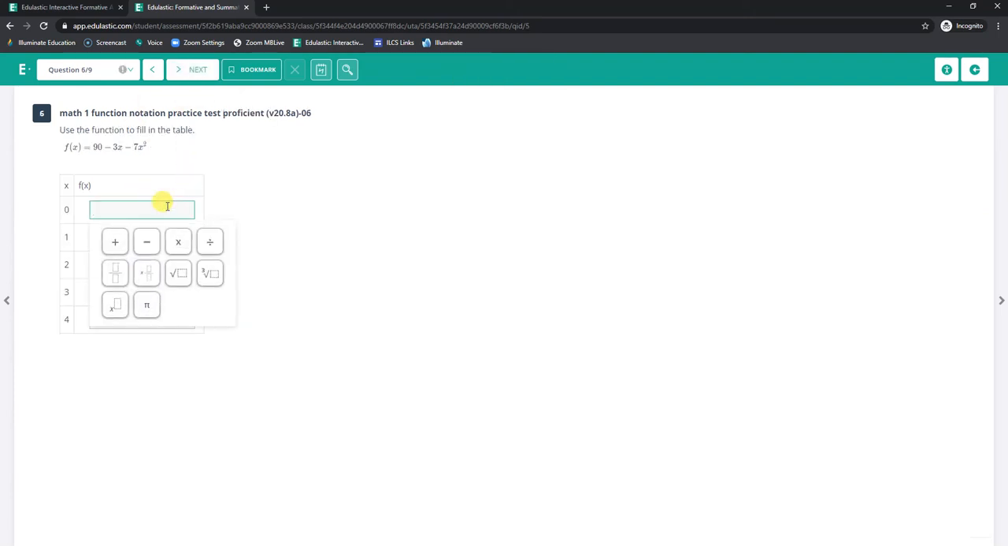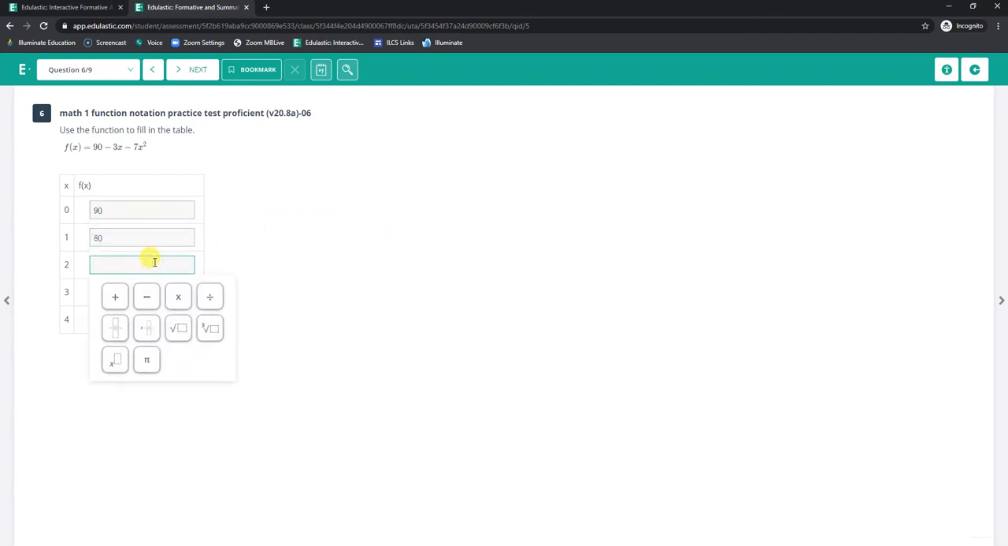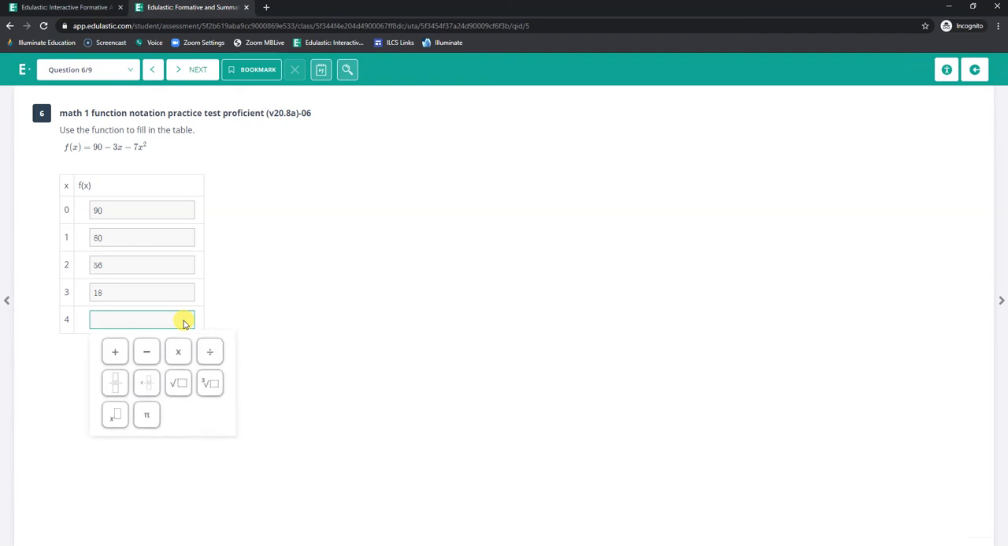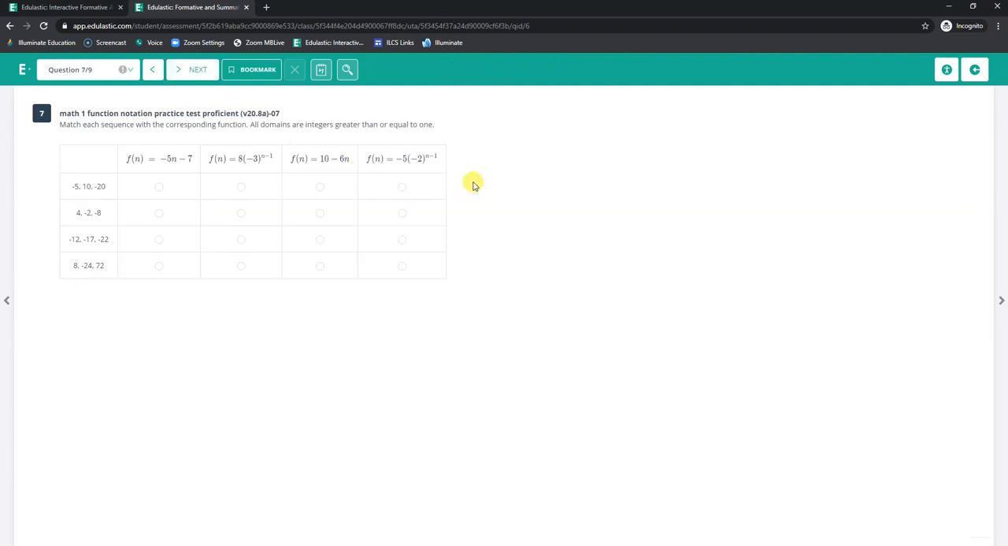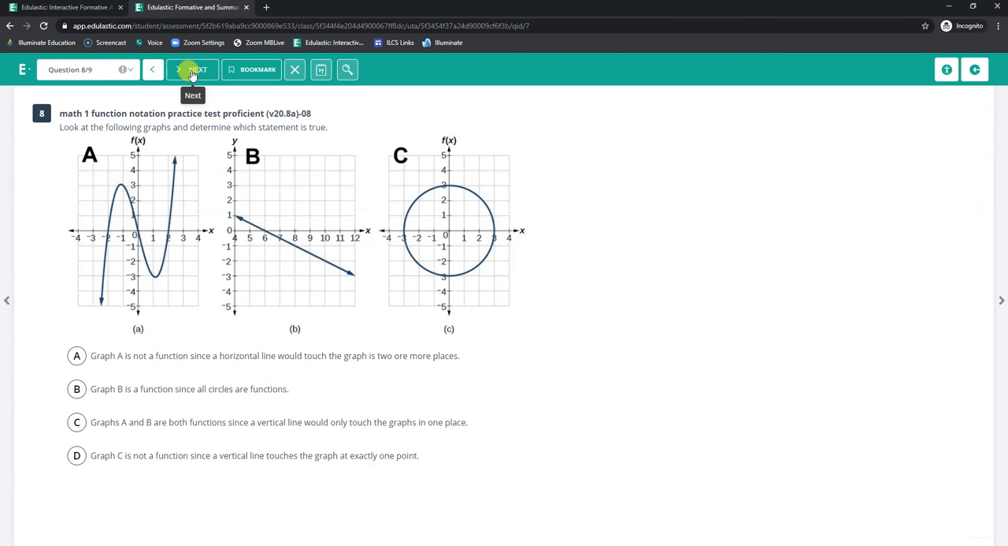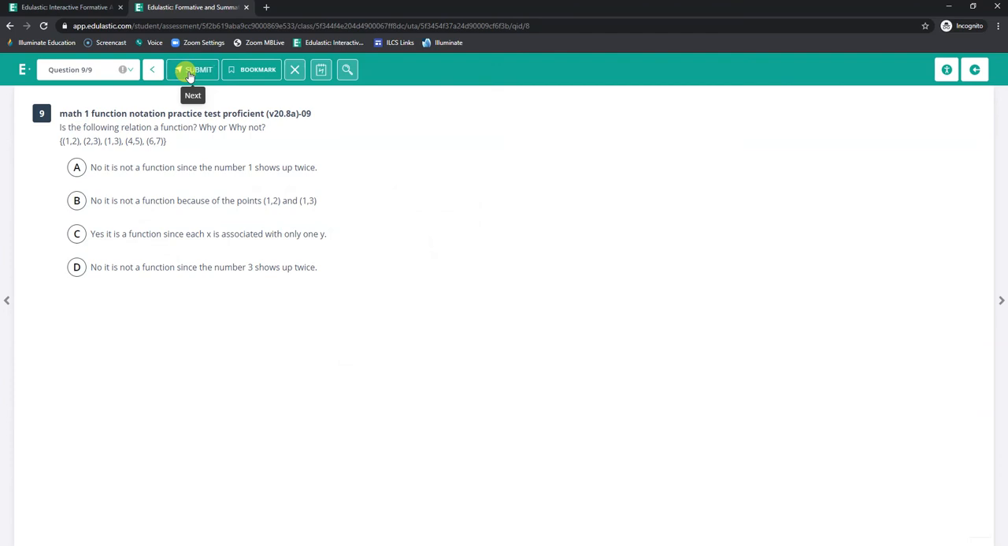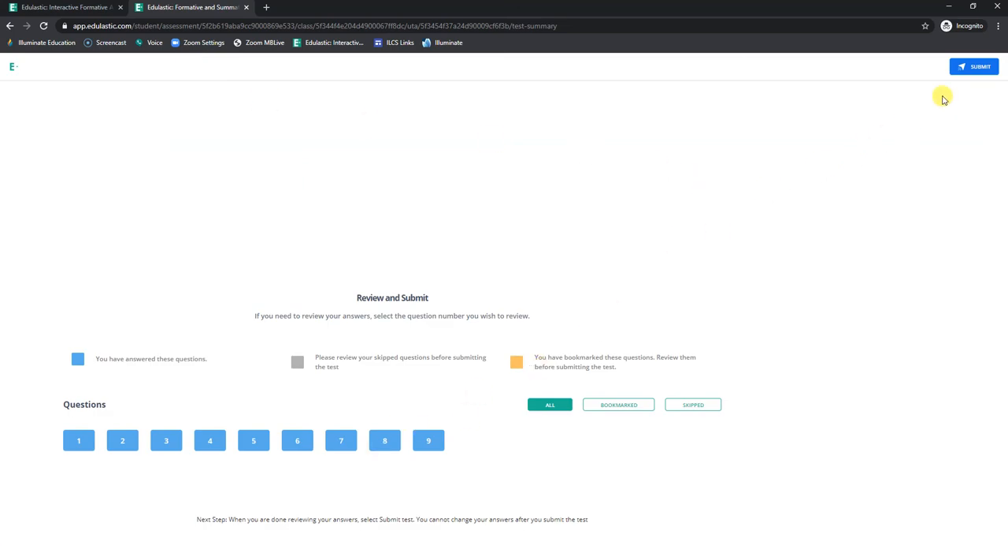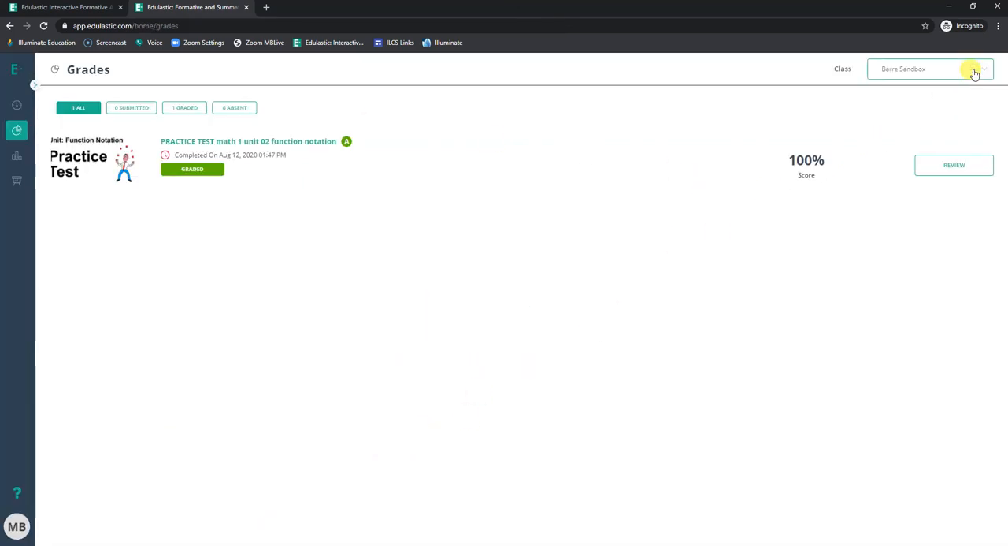90, 80, 90, 80, 56, 18, -34. Okay, yes. Let's see. No, it's not a function because it's whatever and whatever. Don't need to check it, submit it. How did I do? 100%. So that looks good.